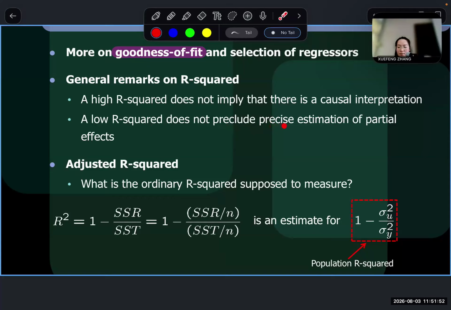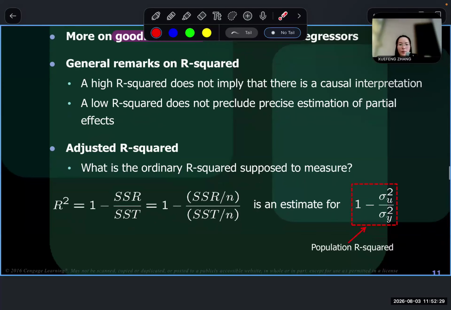And the other way around, a low R squared does not preclude precise estimates of partial effects. What does it mean? A lower R squared doesn't mean your estimates are bad. Okay, be careful, you might see it in your exam. You can still have a precise, meaningful beta j hat even if R squared is small, because R squared is about overall fit, not about whether this specific coefficient is well estimated, right?